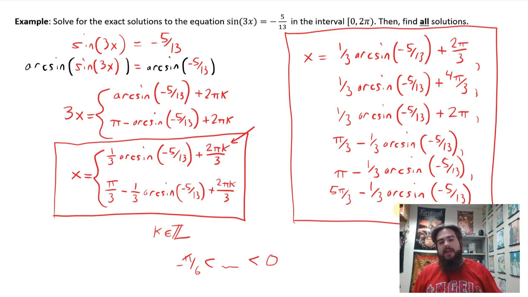I would highly recommend in cases like this to find the full infinite solution set first, and then use that to come up with the answers that fit between 0 and 2 pi.